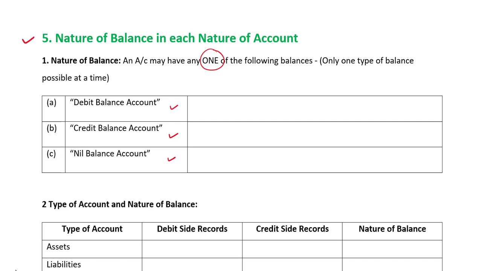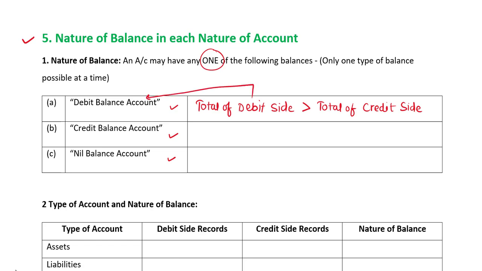So when an account is having debit balance, write along with me, total of debit side is greater than total of credit side. So if the total of debit side is greater than total of credit side, the account is said to have debit balance.